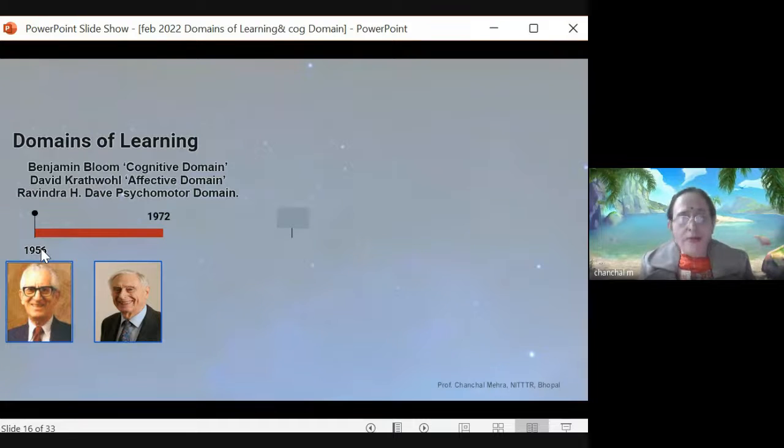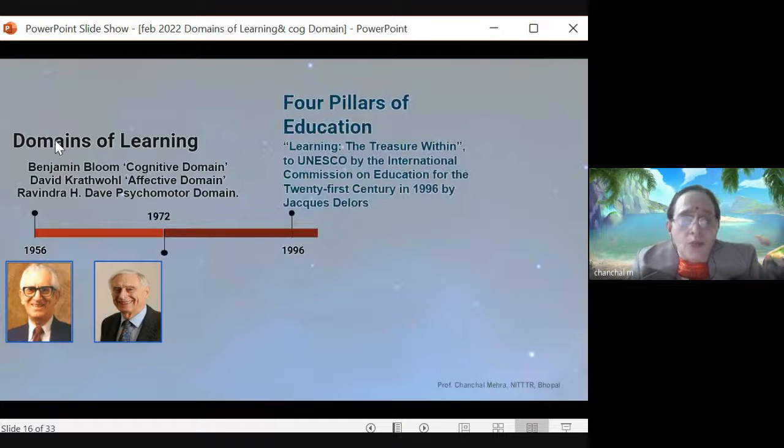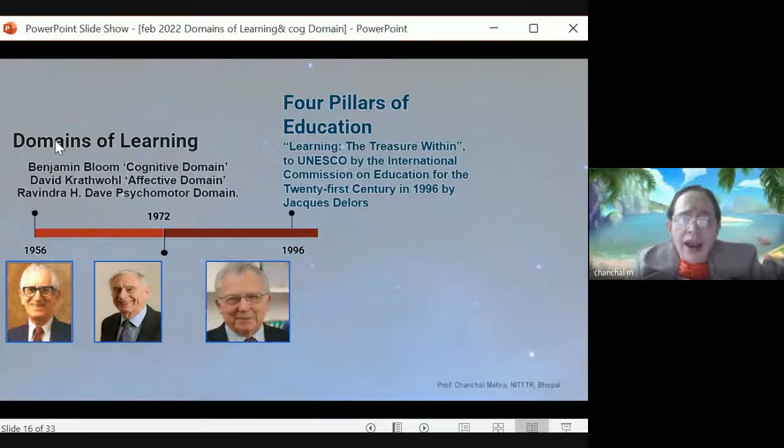But in outcome-based curriculum, now we are using the revised Bloom's taxonomy. So initially, Bloom, along with David Krathwohl, designed the Bloom's taxonomy, and all the three domains of learning and their taxonomy were initially developed between 1956 and 1972. After this, there was a very good report on learning, the treasure within, to the UNESCO by the International Commission. This particular report was written by Jacques Delors, and it mentions the four pillars of education.